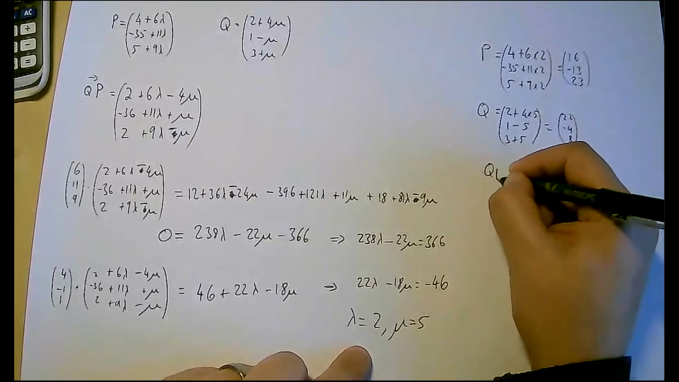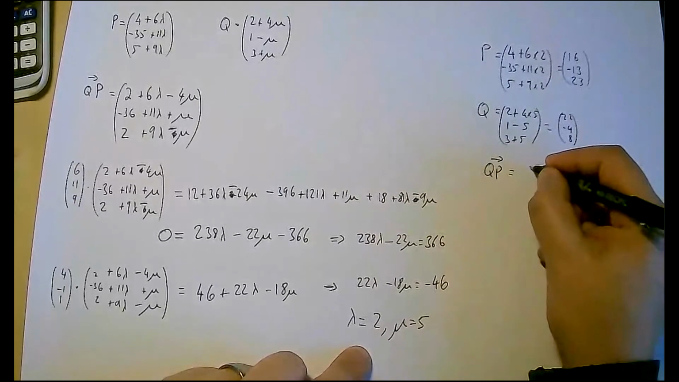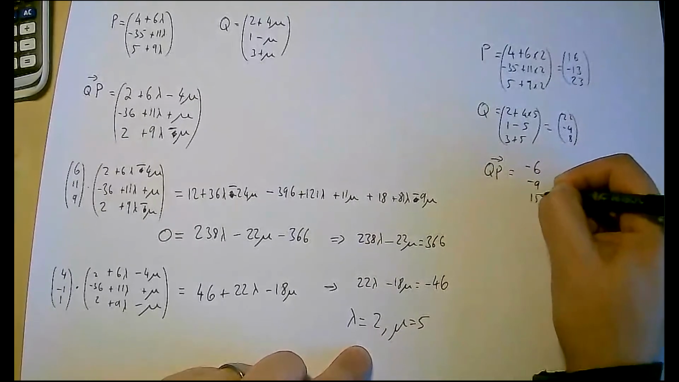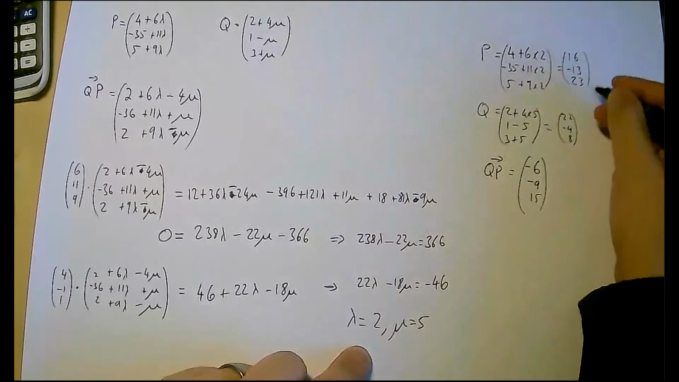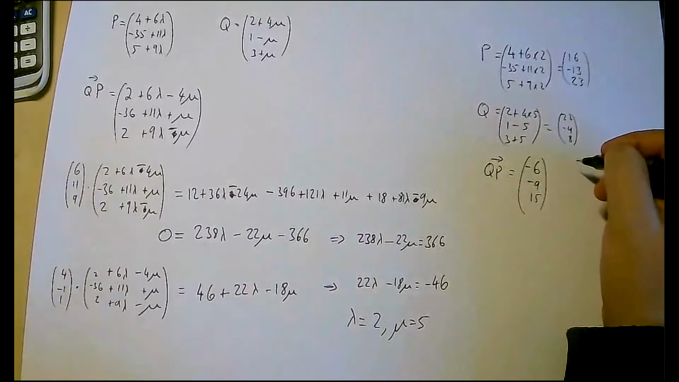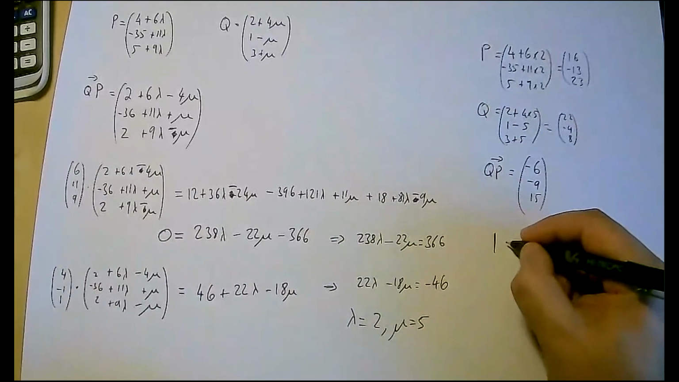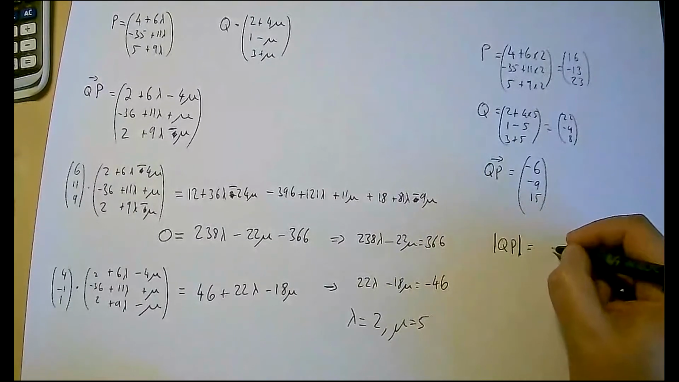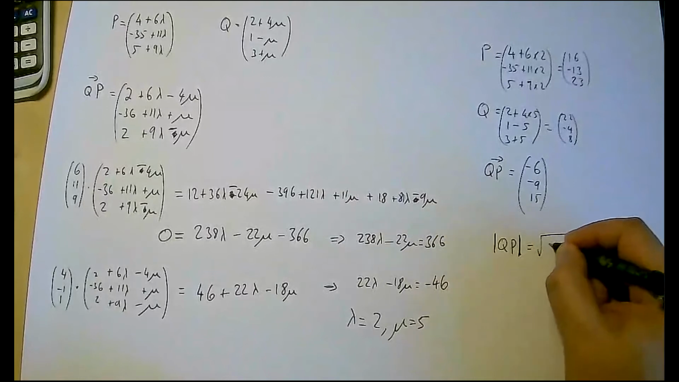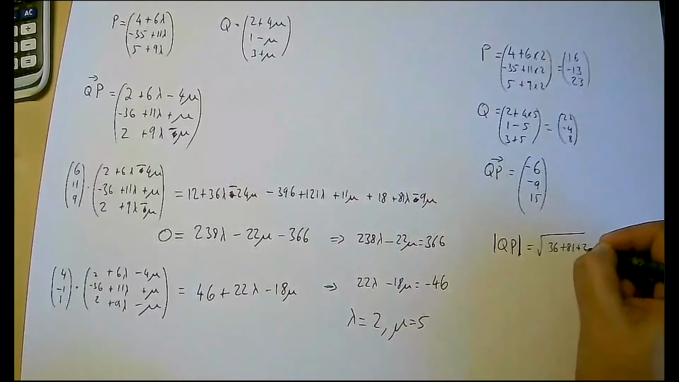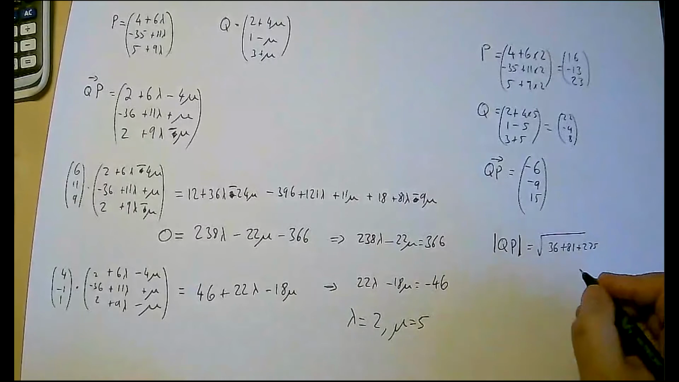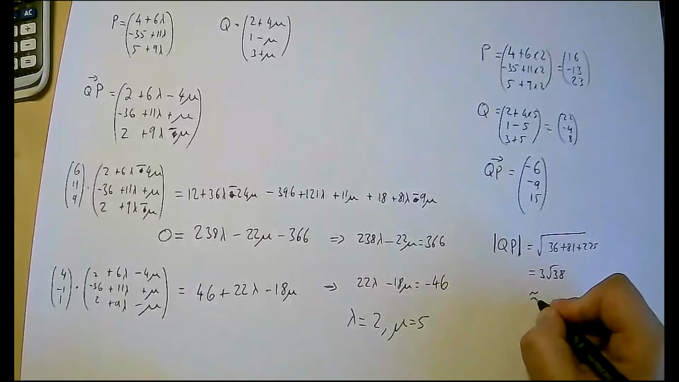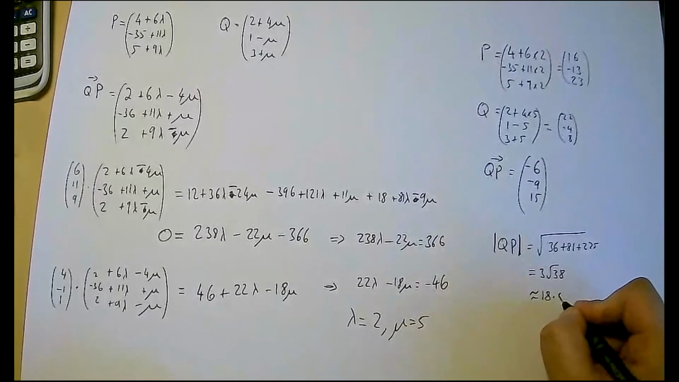Q to P is negative 6, negative 9, 15, which is the difference between these two values, or we could use this form here. So the size of QP, just a bit of Pythagoras again, square root of 36, 81, and 225, which comes out to be exactly 3 root 38, which is roughly 18.5.